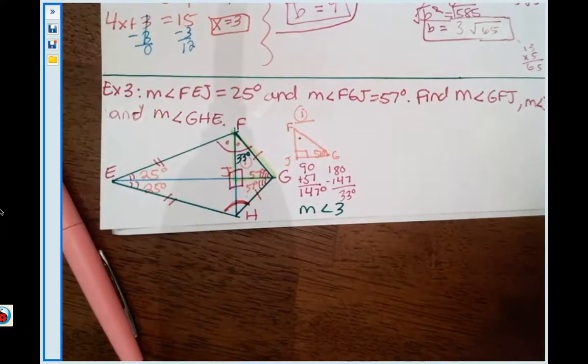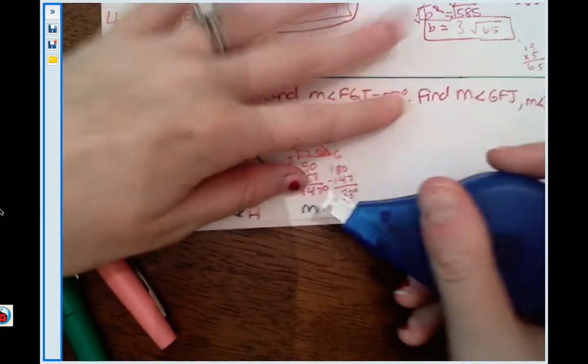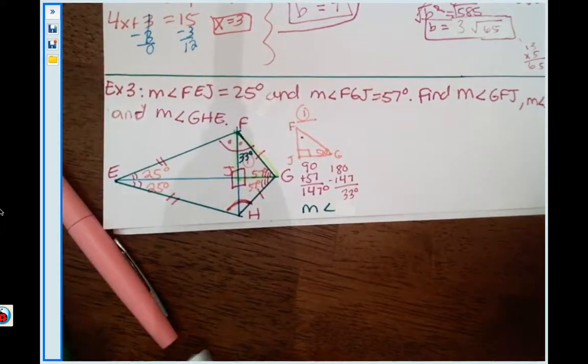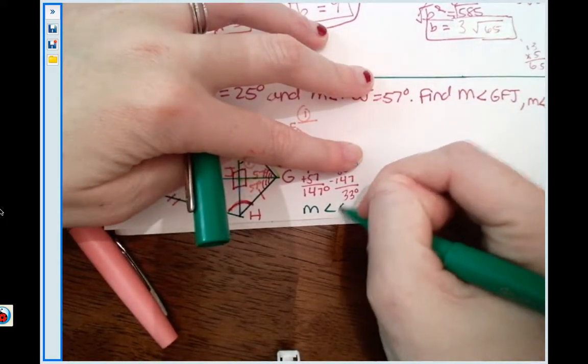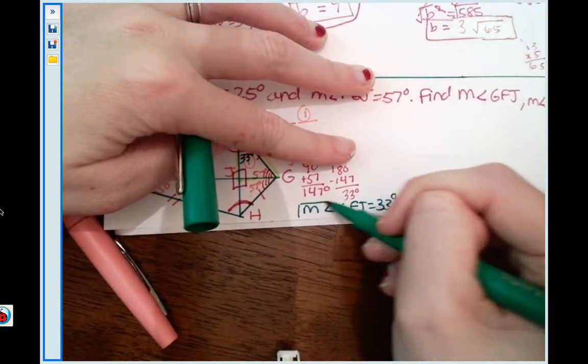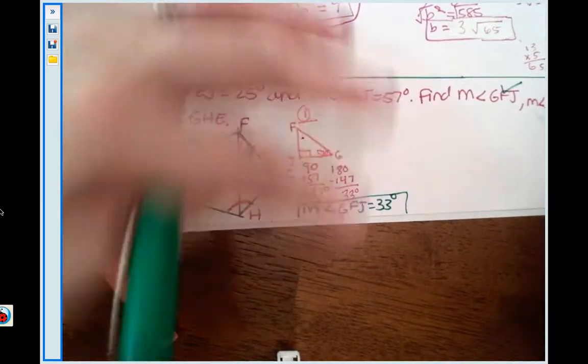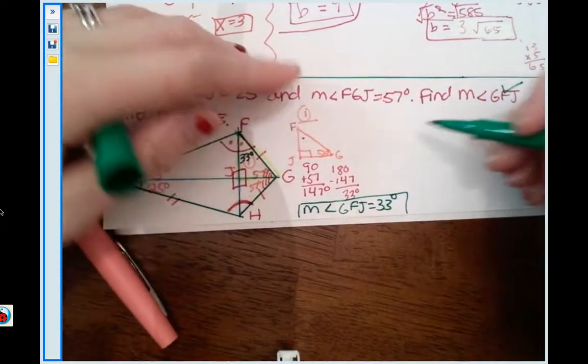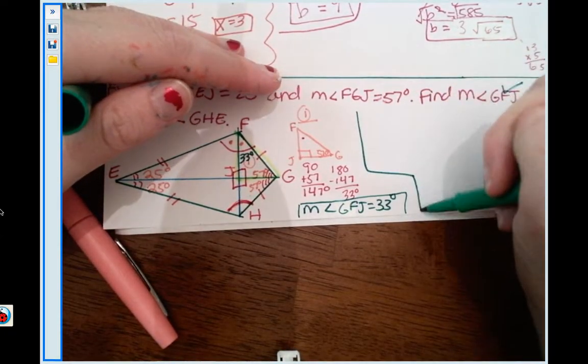The measure of angle GFJ equals 33 degrees. So bam, we know one of our angles. One down, two to go. Let's go. Okay, so I'm going to block this off like that.